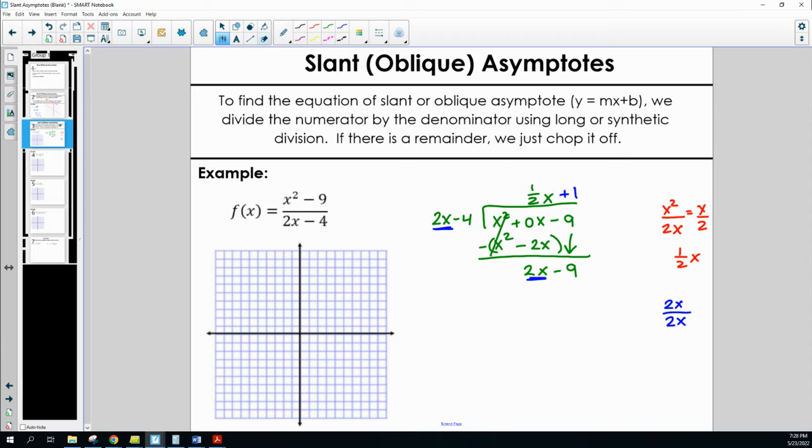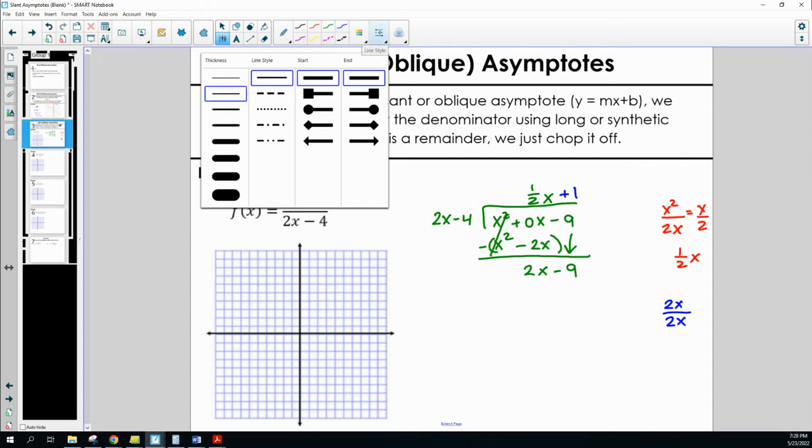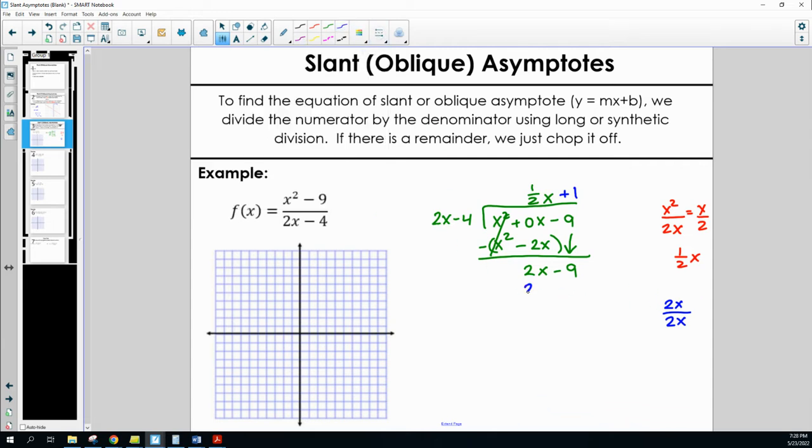And again, we're going to take that 1 and we're going to distribute it to both terms that are on the outside. So we have the 1 times the 2x, so that's going to give us 2x. 1 times negative 4 is negative 4, and again, I'm going to subtract using parentheses. 2x minus 2x will cancel out. Negative 9 minus a negative 4 is going to be negative 5, sorry.